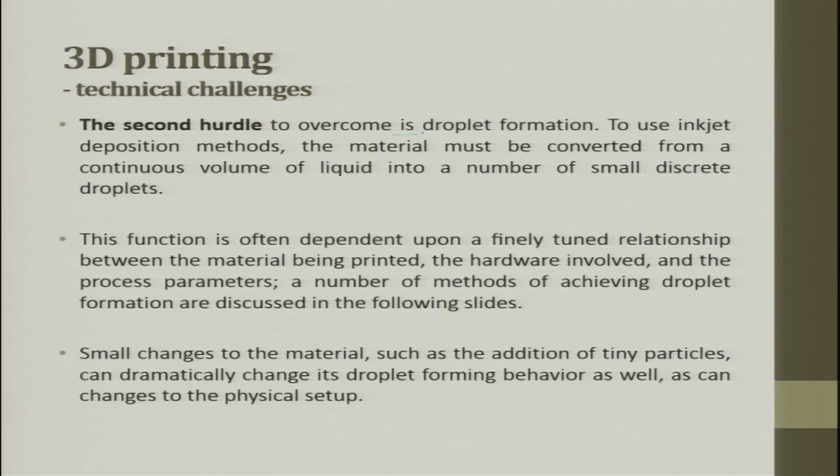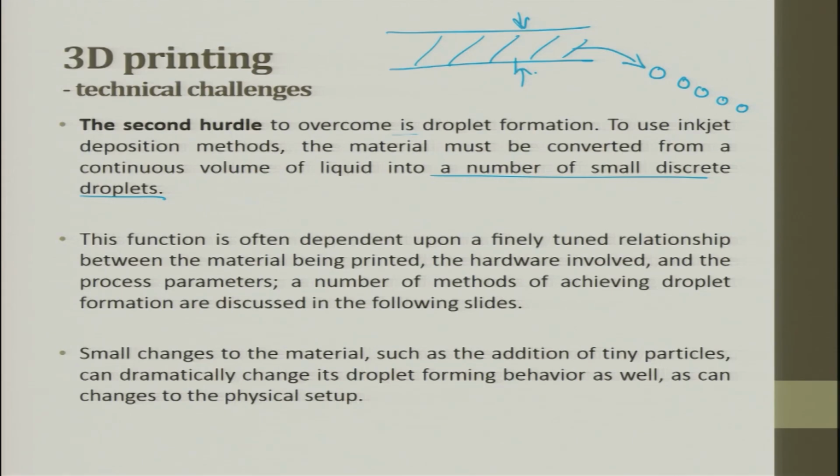The second hurdle to overcome is droplet formation. To use inkjet deposition method, the material must be converted from a continuous volume of liquid into a number of small discrete droplets. This is also a big challenge. You have a flow of liquid, and this flow of liquid has to be now converted into droplets, which is a huge challenge. So, you have to reduce the flow. When you reduce the flow, there will be a lot of surface dominated friction. So, this will not allow the liquid to flow so easily. So, you have to pressurize it and then take it out.